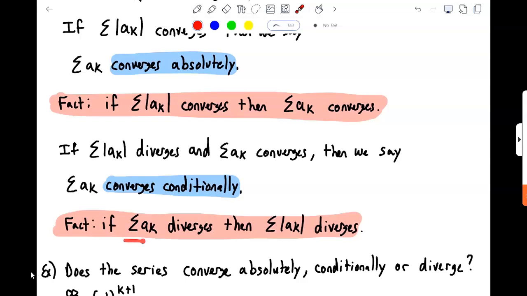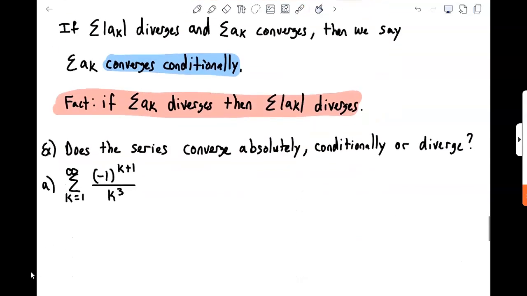Or does the alternating series diverge? In which case we can say it's going to diverge, and so will the other one. We would say the whole thing just diverges. So which one you check first depends on maybe what your instinct is as far as which of these three conditions you think it actually is.